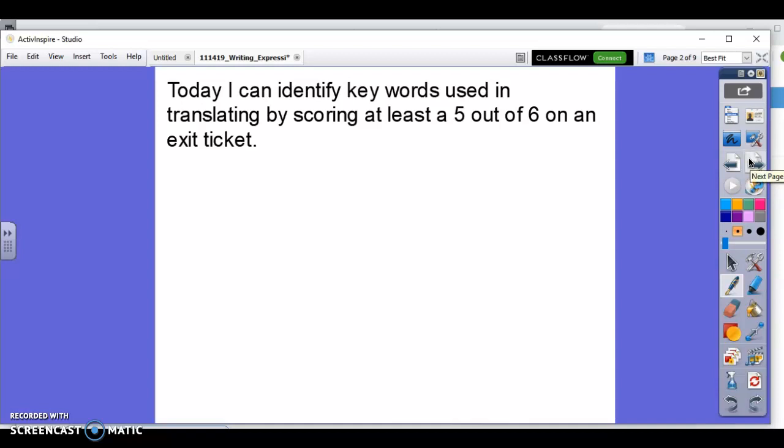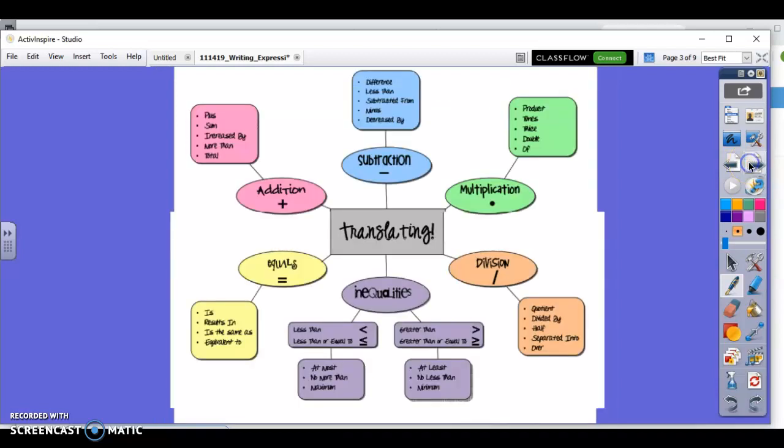Here's your target. Today I can identify keywords using translating by scoring at least a 5 out of 6 on an exit ticket. So here are some notes that are going to be provided for you. This is just a little graphic. A lot of the stuff we've already went over. So if you look at the middle, it's translating. Translating is when you take words and turn it into a math problem, or you take a math problem and you write it out in words.